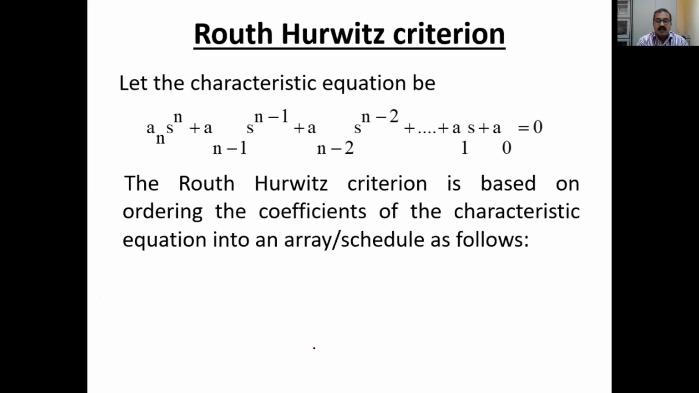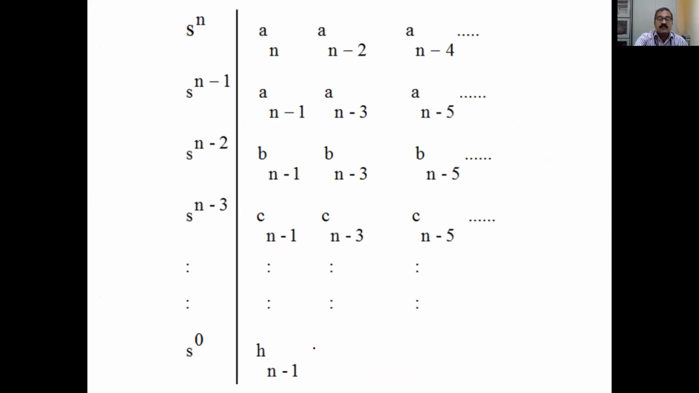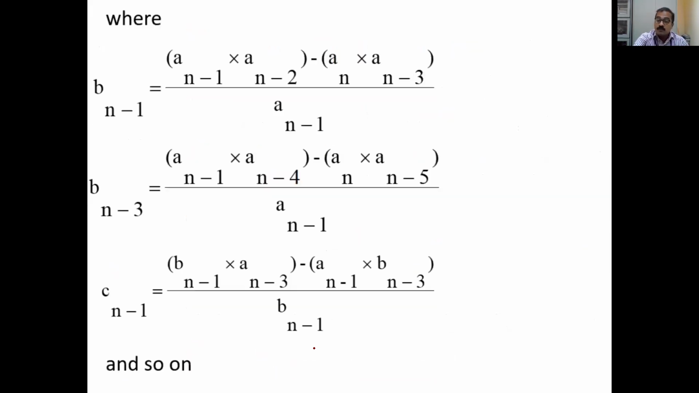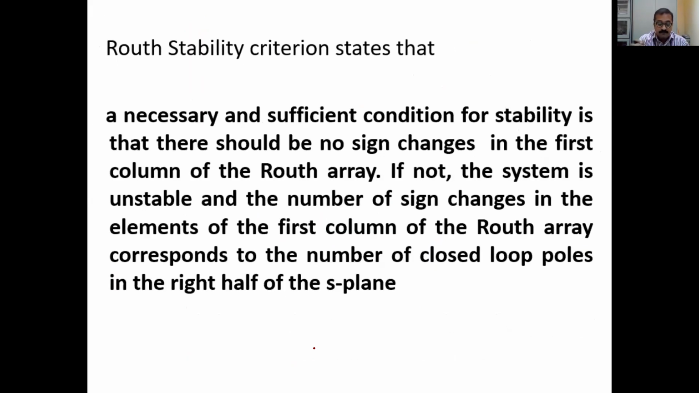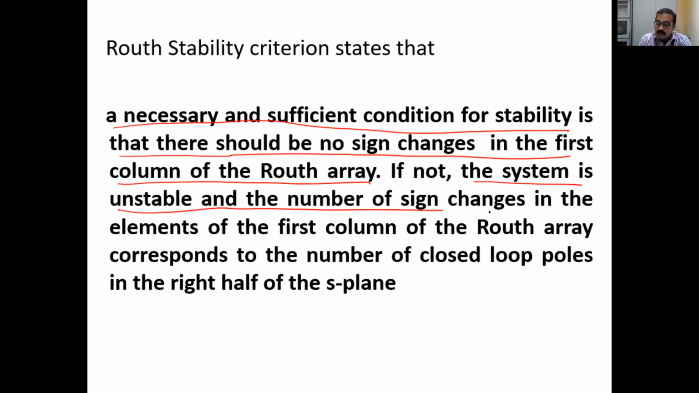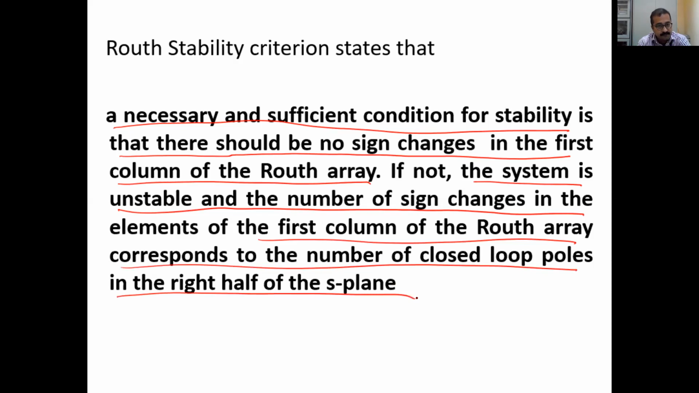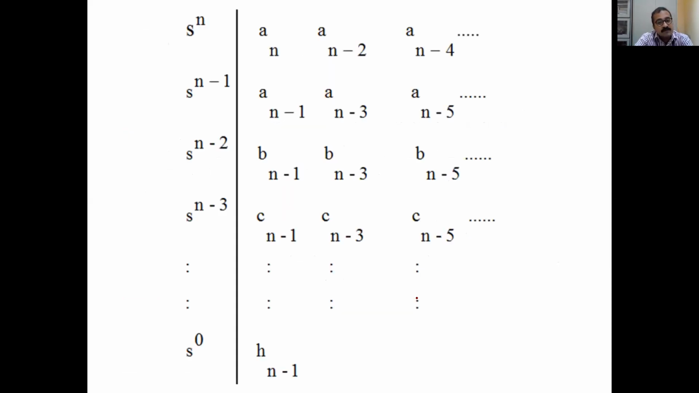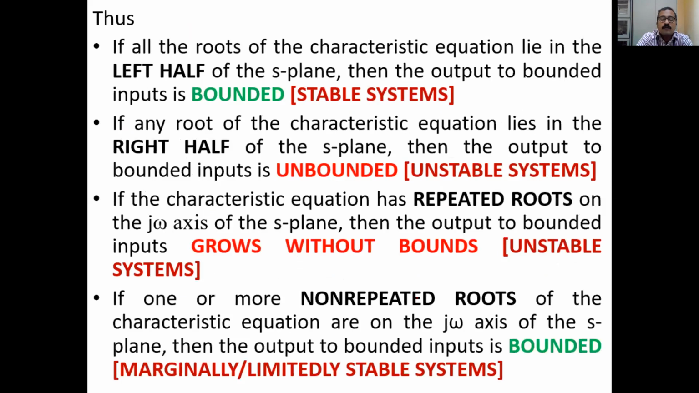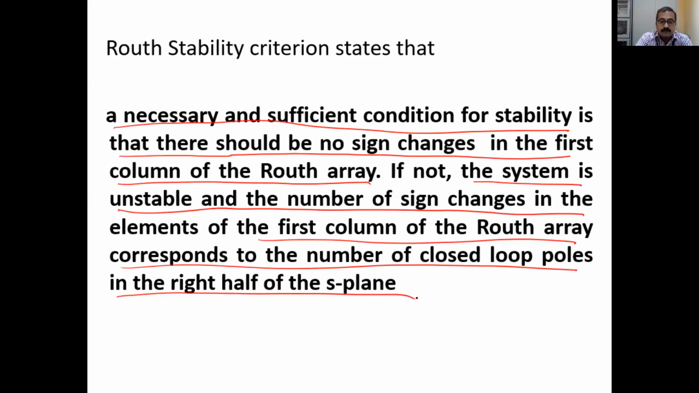So the Routh-Hurwitz criterion will help us investigate whether a given closed loop system is stable or not without factorizing the characteristic polynomial. What is the Routh stability criterion? A necessary and sufficient condition for stability is that there should be no sign changes in the first column of the Routh array. Otherwise, the system is unstable, and the number of sign changes in the first column of the Routh array corresponds to the number of closed loop poles in the right half of the s-plane. So the number of sign changes in the first column will tell you how many poles are in the right half of the s-plane.